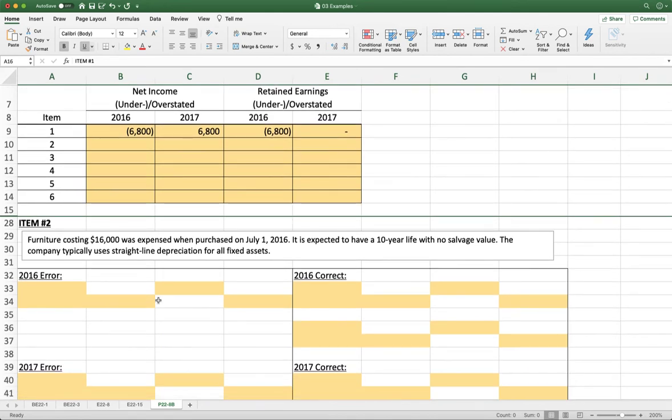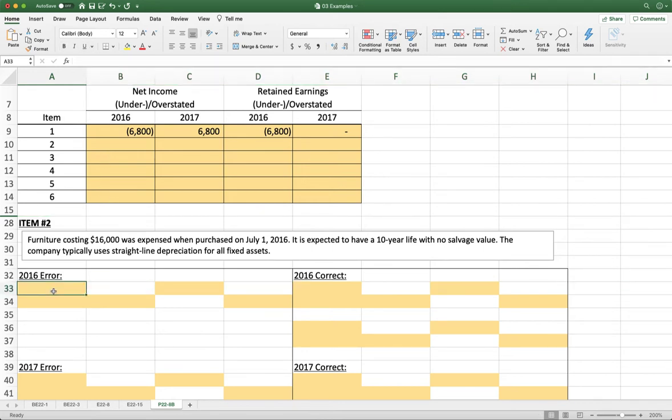Okay, item number 2. Furniture costing $16,000 was expensed when purchased on July 1st, 2016. It is expected to have a 10-year life with no salvage value. The company typically uses straight-line depreciation for all fixed assets. Okay, so for this one, what did they do? They bought some furniture and they expensed it. So we have furniture expense of $16,000 and cash out the door.